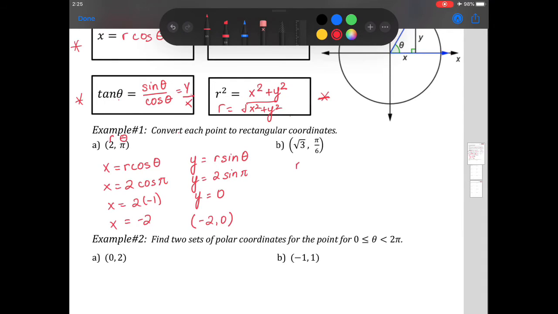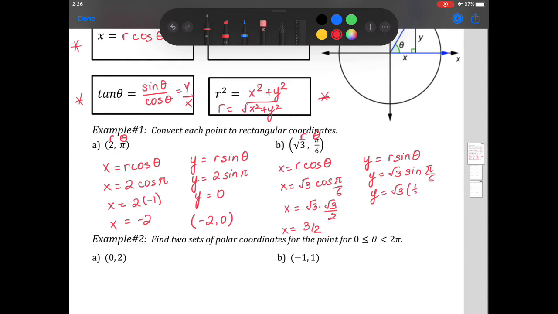Same thing here: x is equal to r cosine theta. I'm going to write the formula every time. This is r, and you write that theta on top. All you're doing is substituting in root 3 cosine pi over 6. Cosine pi over 6 is root 3 over 2, so root 3 times root 3 over 2 is 3 over 2. Now y equals r sine theta, so root 3 sine pi over 6. Sine of pi over 6 is 1/2, so y is root 3 over 2. My coordinates are (3 over 2, root 3 over 2).